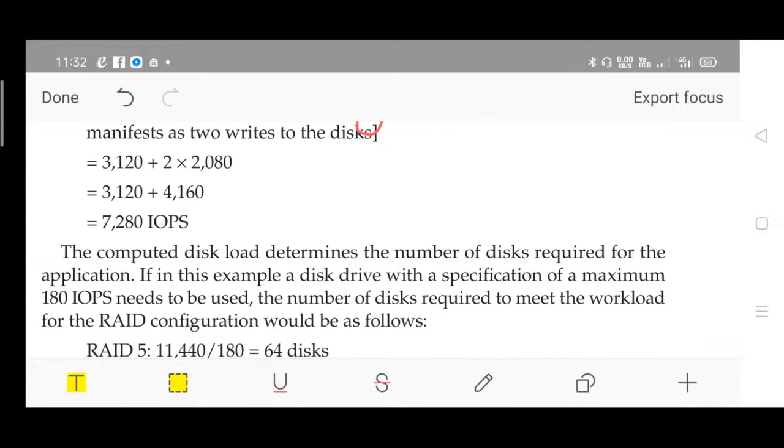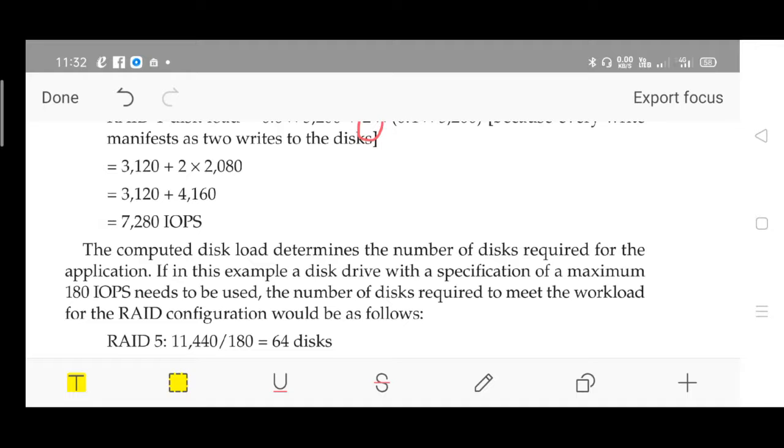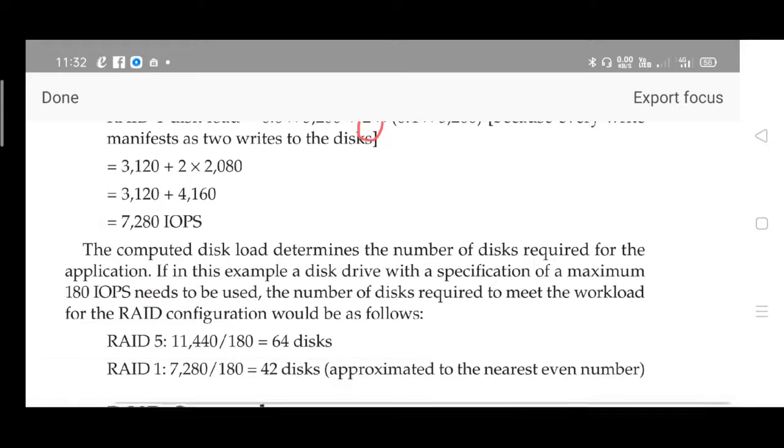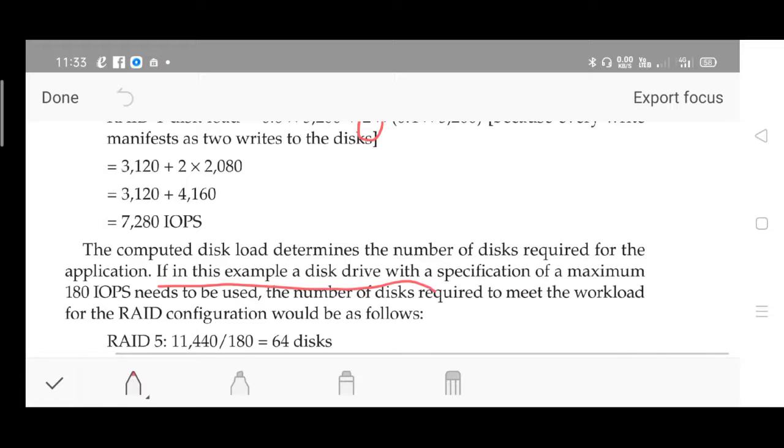Now the total disk load can be computed as per the question. It is given in the question itself: the computed disk load determines the number of disks required for the application. Read the question carefully. If in this example, a disk drive with a specification of maximum 180 IOPS needs to be used.